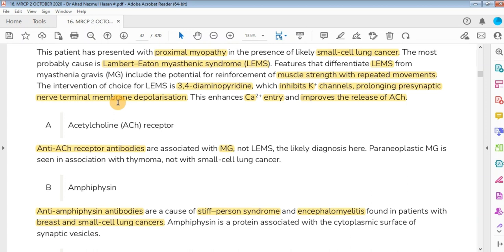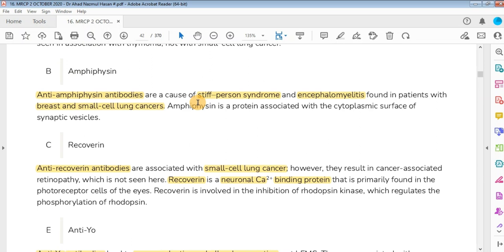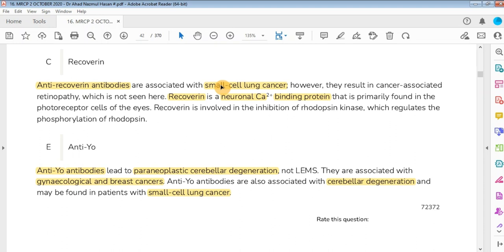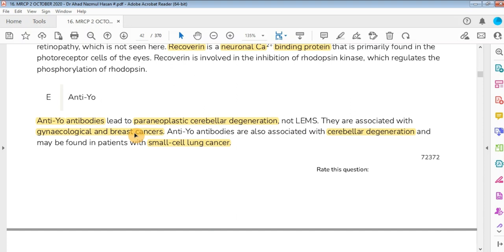The initial choice for LEMS is 3,4-diaminopyridine, which inhibits potassium channel, prolonging presynaptic nerve terminal membrane depolarization. This enhances the calcium entry and improves the release of acetylcholine. And amphiphysin is the cause of stiff person syndrome and encephalomyelitis, covering small cell lung cancer and the paraneoplastic cerebellar degeneration, which is also associated with the breast and ovarian cancer.